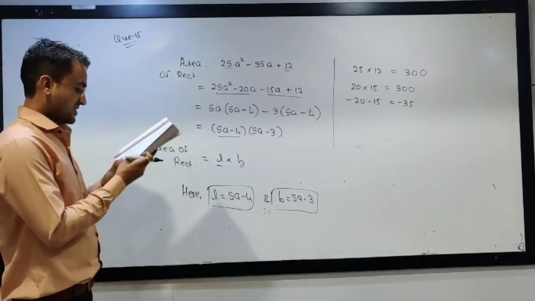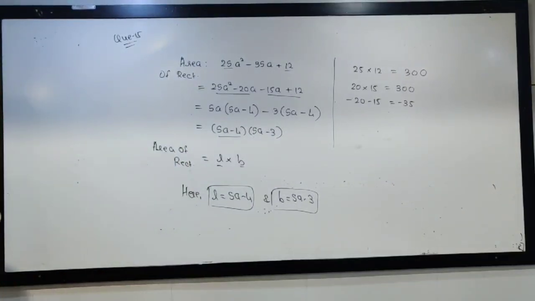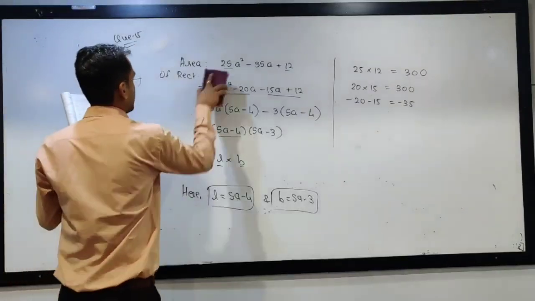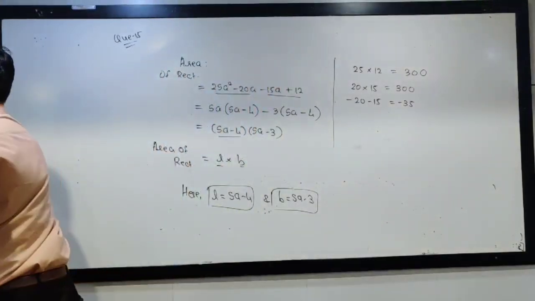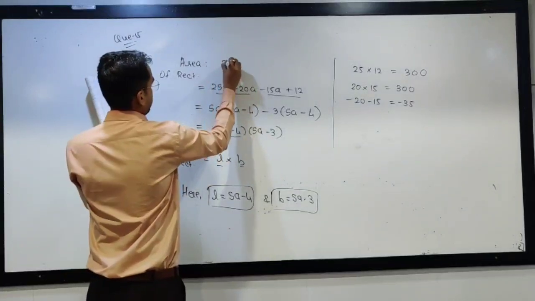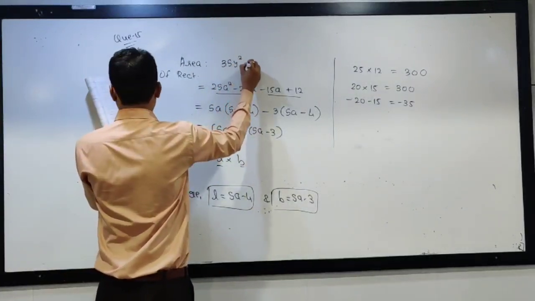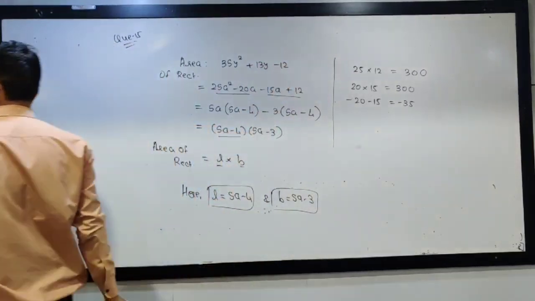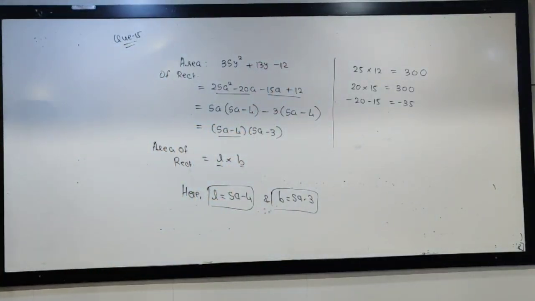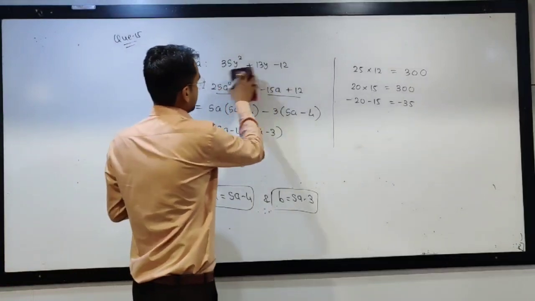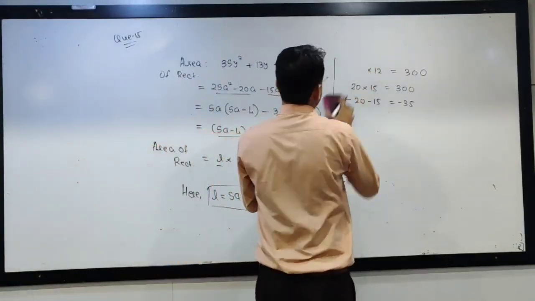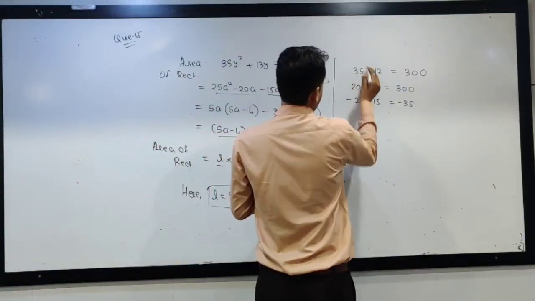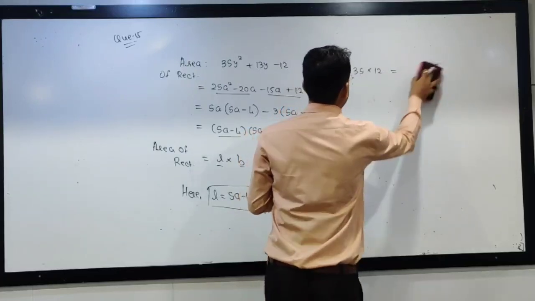Now question number 2. 35 y square minus something y minus 12. What to do? Again the same question, 35 into 12. Here 35 is given. What is the multiplication of these two?